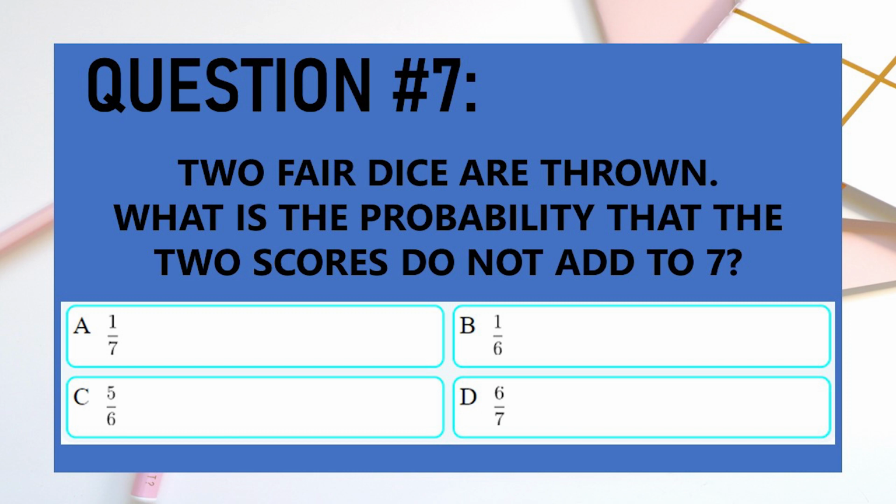Letter A, 1 over 7. Letter B, 1 over 6. Letter C, 5 over 6. Or letter D, 6 over 7.